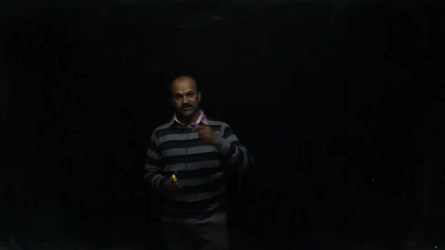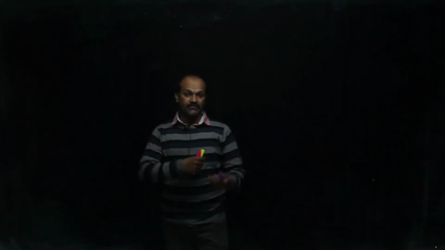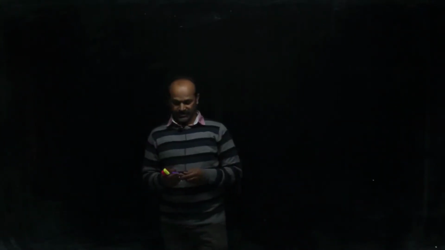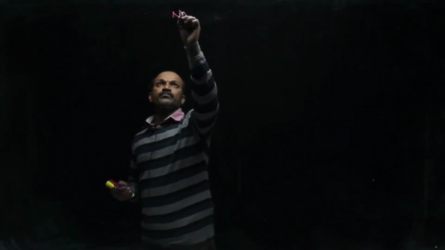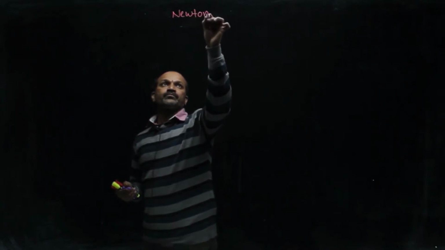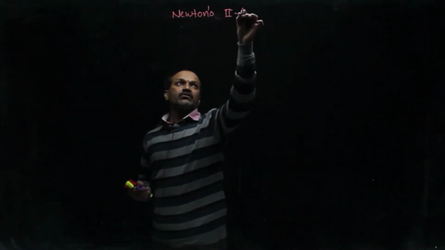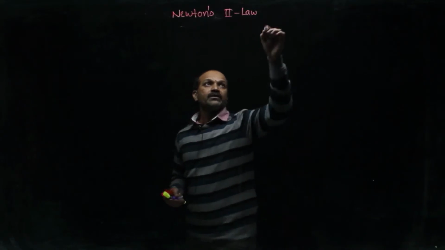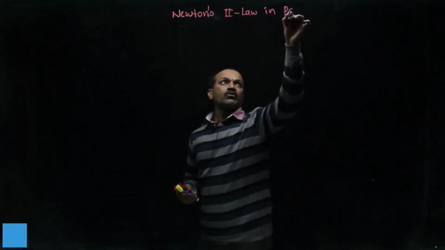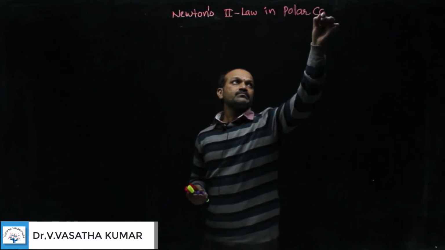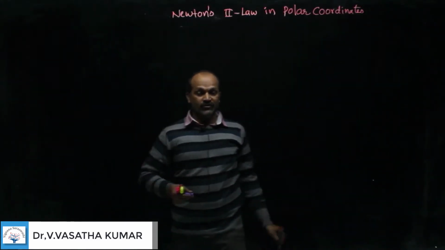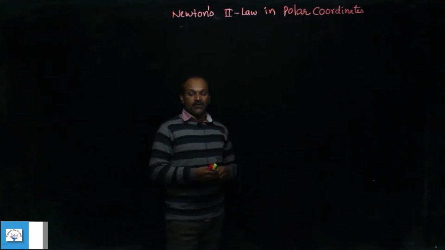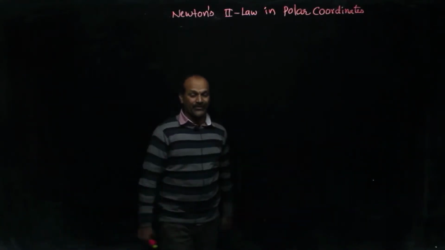Today we'll derive Newton's second law in polar coordinates. Very interesting. Okay, Newton's second law in polar coordinates. We know F is equal to ma, mass into acceleration, or rate of change of momentum.